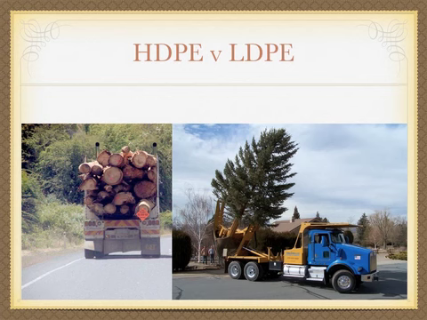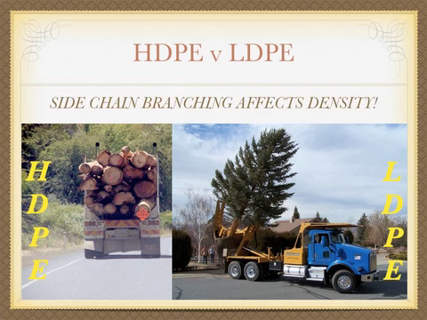On the right hand side of the screen now, you can see an example of a tree that has its branches still attached. You could say that it has many side chain branches. On this truck you can only fit one tree, therefore it's a lot less dense than the truck on the left because there are side chain branches. So the leftmost picture could schematically represent high density polyethylene, no side chain branching. The picture on the right schematically represents low density polyethylene due to the presence of many branches.